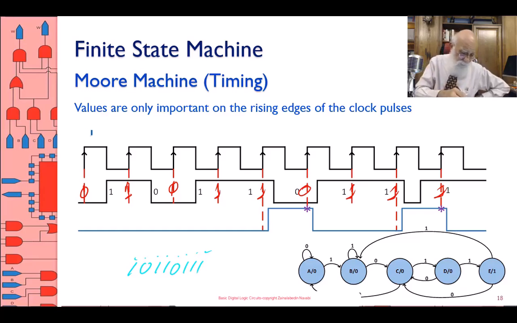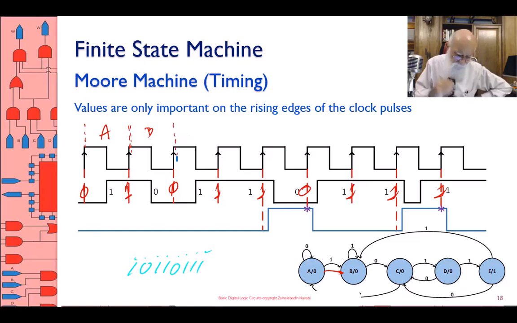Initially, I'm in state A. And then I remain in state A when the clock edge comes. The clock edge is seeing a 0 on the input. If I'm at a clock edge while my input is 0, it brings me back to state A. I remain in state A after the next edge of the clock. The next edge of the clock is seeing a 1, and therefore I'm going to state B.